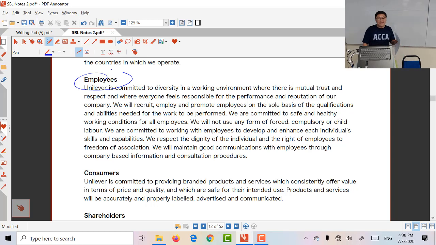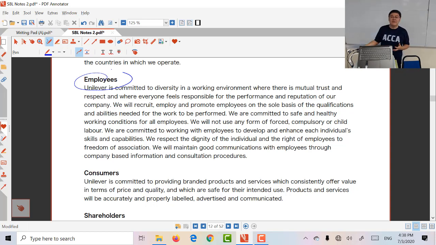Unilever is committed to diversity in the working environment. So diversity means you expect there'll be a lot of different race, different age, different gender, different faith, that kind of thing, right? And there must be mutual trust and respect, so they will not feel inferior. Like, for example, I feel like I'm black, so I'm not so good. That's why they got condemned. They got condemned for their advertisement.